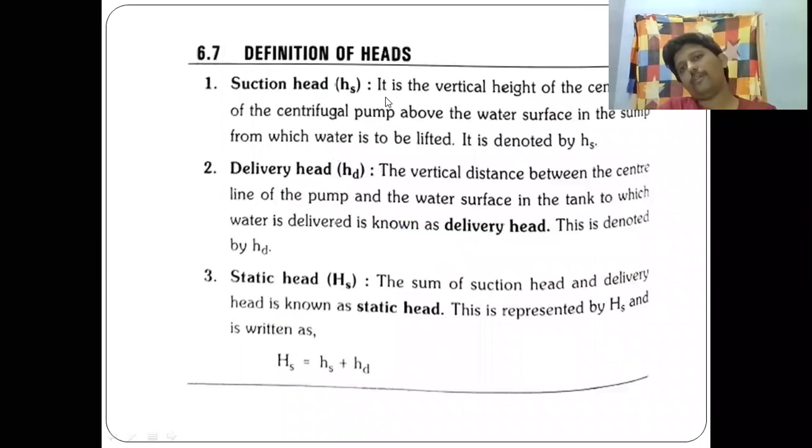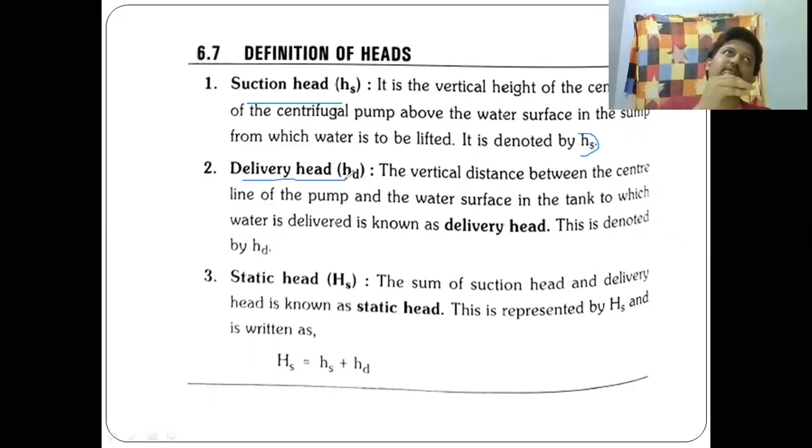Now we'll see the definitions of heads. We have suction head. It is the vertical height between the sump level to the center line of the pipe, which is denoted by Hs. I have shown it in the diagram. Delivery head is the vertical distance from the center line of the impeller or the pump to the delivery tank or the discharge level. That is what delivery head is, which is denoted by Hd. Static head is the total head or the net head of these two, which is Hs plus Hd. Okay, we have also done these things in the reciprocating pump.